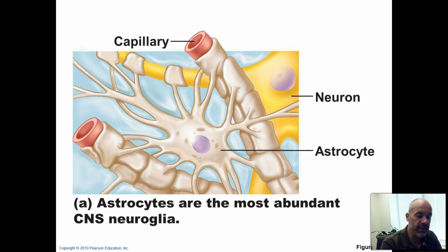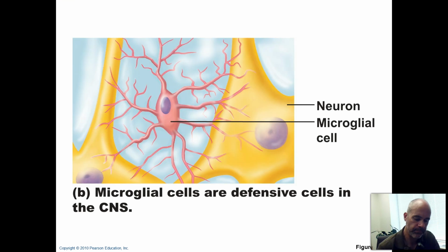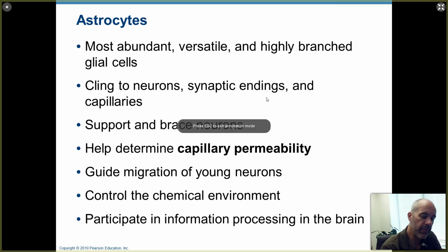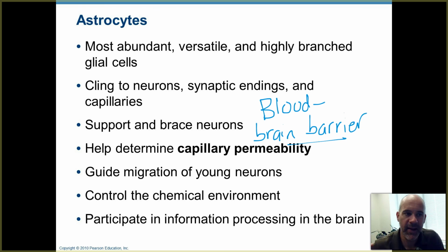So your capillaries in the central nervous system are not as leaky as they are in other parts of the body. So the astrocytes are helping out with something we call the blood-brain barrier. It is not as easy in your central nervous system for substances to pass out of the bloodstream and into the interstitial fluids of those tissues.